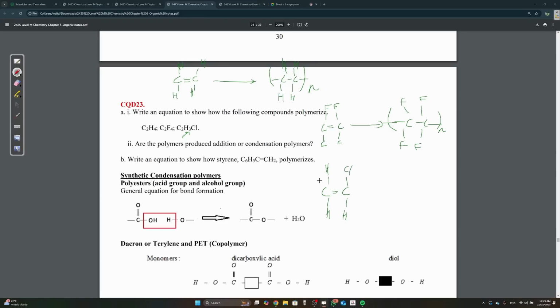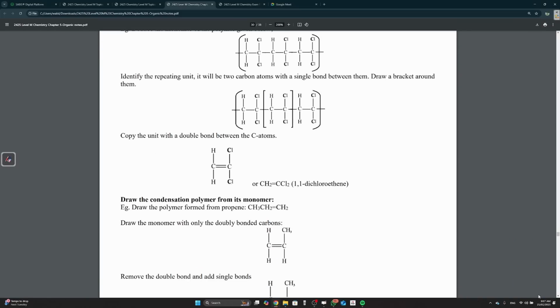We know here it's carbon double bond. All of these are carbon double bond. Put an arrow, it's N outside, right? Break the double bond. Extend these 2 out, and then put an N. That's it.